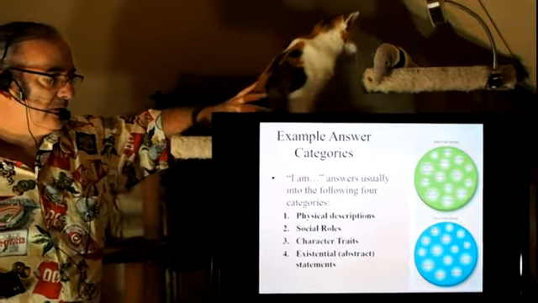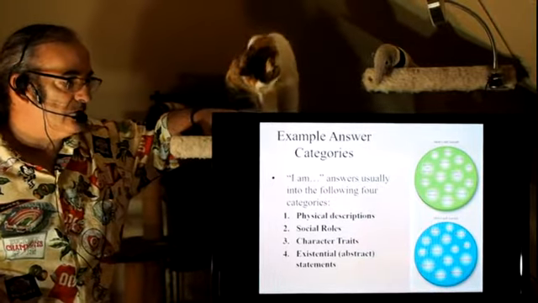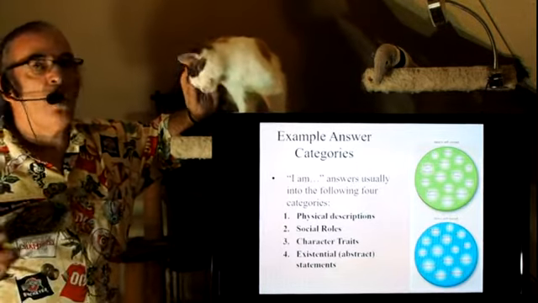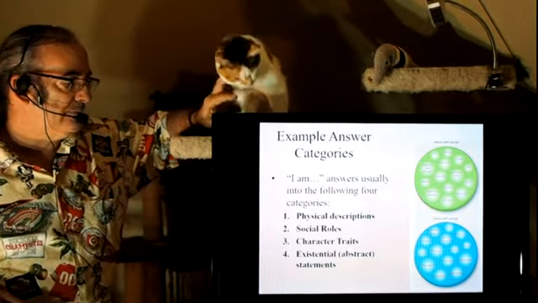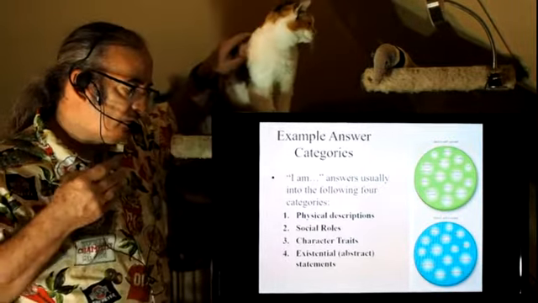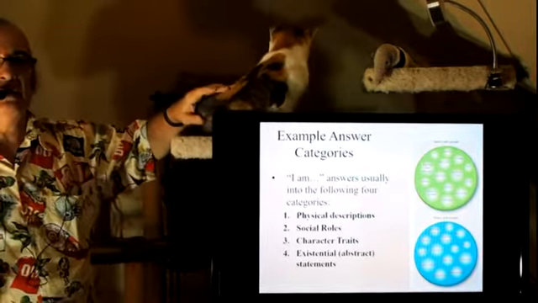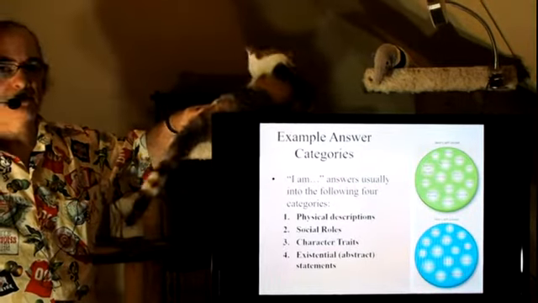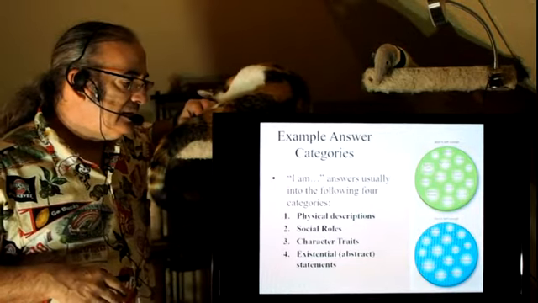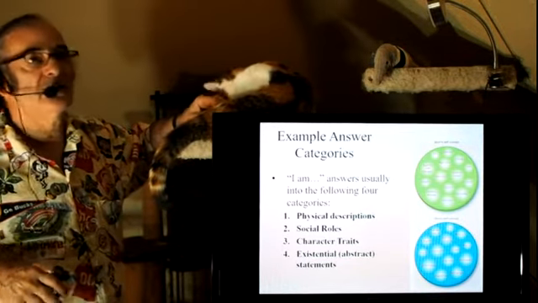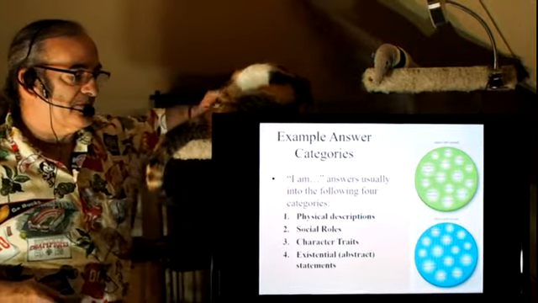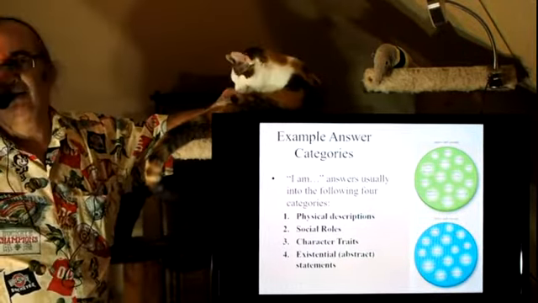So, example answer categories then. I am. Answers usually fall into one of the 4 categories. So you return to your list that you've written down. I am tall. That would be a physical description. I'm a husband, and that's very important to me. That would be a social role. I am witty. Not necessarily, but that would be an example of a character trait. And then existential or abstract statements. I'm seeking the meaning of life might be an existential statement. So go with that.